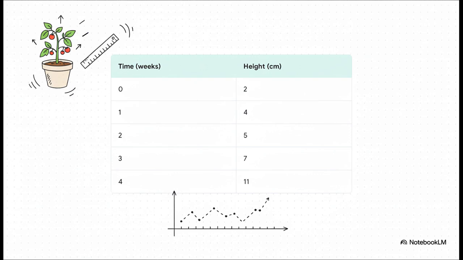Every week, you take out a ruler and measure how tall it is. You could write all this information down in a table, just like this one. So at week 0, when you just got it, it's 2 centimeters tall. After 1 week, it's grown to 4 centimeters. You see, this table shows us the relationship between time and height.